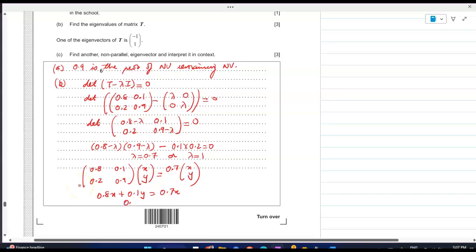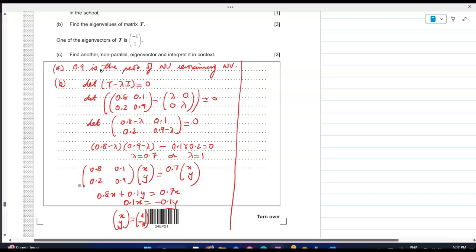Yeah, I got that. 0.1x is equal to minus 0.1y. So the eigenvector is (1, minus 1), or (minus 1, 1). Correct? Did you get that? Yeah, minus 1, 1 or 1, minus 1. What does the other vector be?